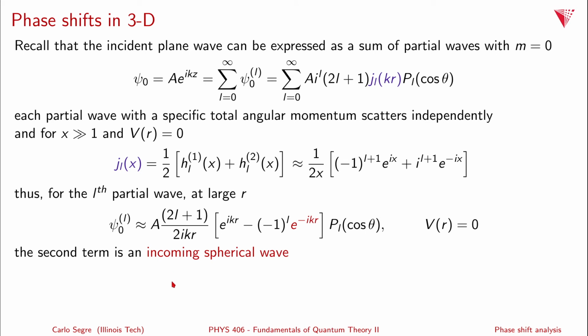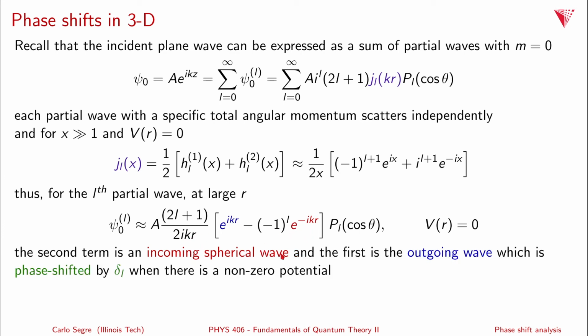So the second term is an incoming spherical wave, right? Because you have an r here, 1 over r, and e to the minus ikr over r is an incoming spherical wave. And the first term is the outgoing wave. So this e to the ikr over r is an outgoing spherical wave, which is phase shifted when there's a non-zero potential.